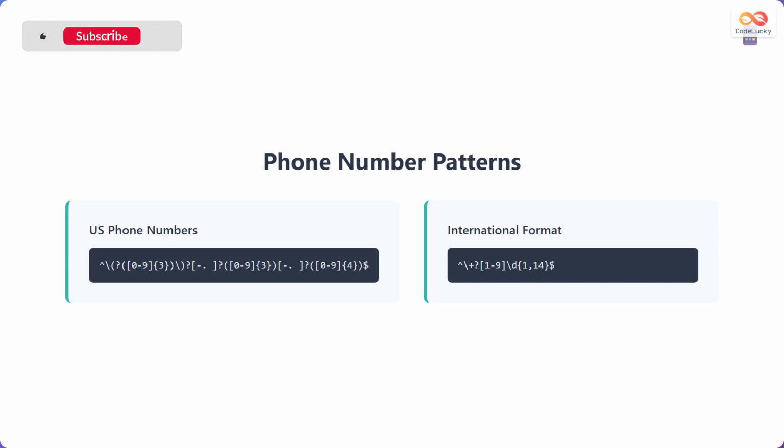The second one is for the international format. This pattern matches an optional plus sign, followed by a digit from 1 to 9, and then 1 to 14 digits. The pattern is as follows: backslash plus, question mark, open square bracket, 1 to 9, close square bracket, backslash lowercase d, curly bracket open 1 comma 14 close curly bracket, dollar symbol.